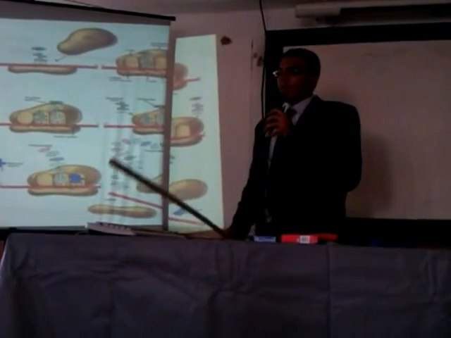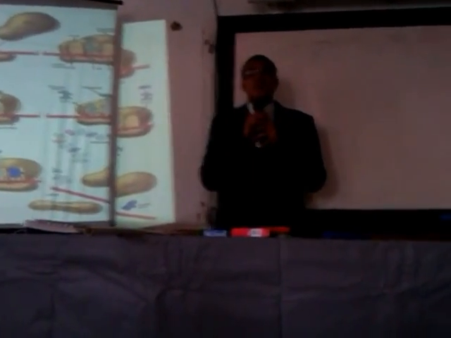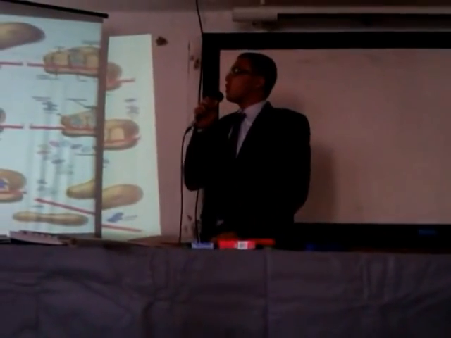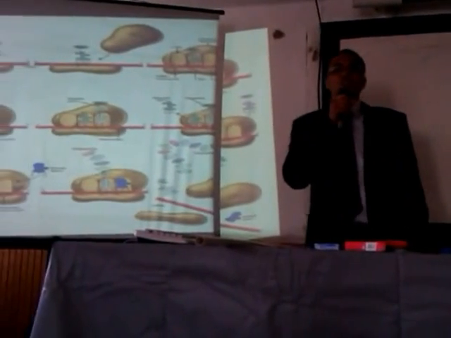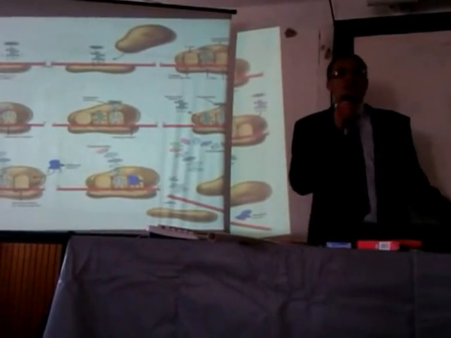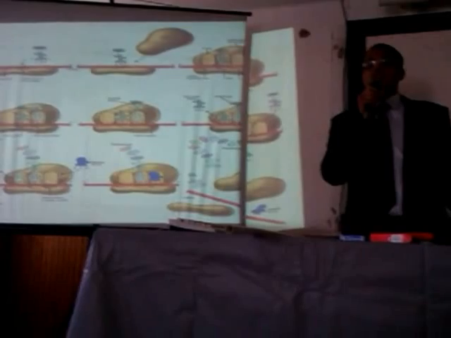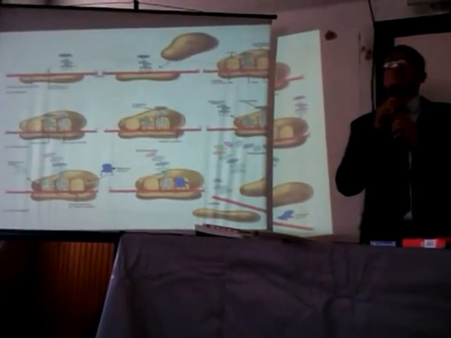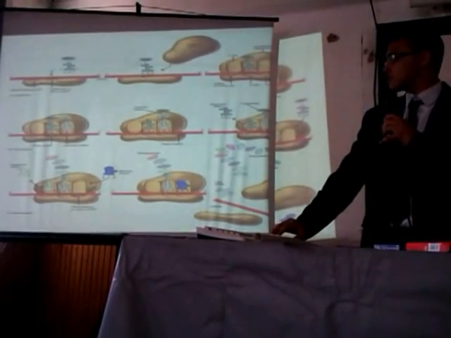Okay. Now, the first tRNA is going to bind to the P site. The first one is going to bind to the P site, then the next tRNA will bind to the A site, and the amino acids are joined to the polypeptide chain by the peptidyl transferase enzyme.